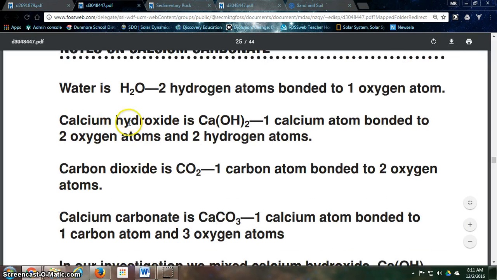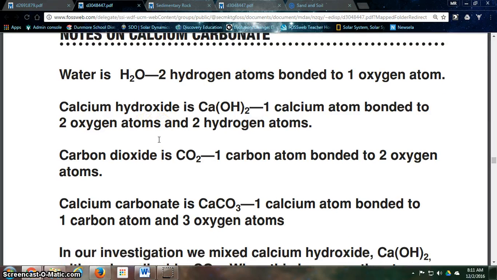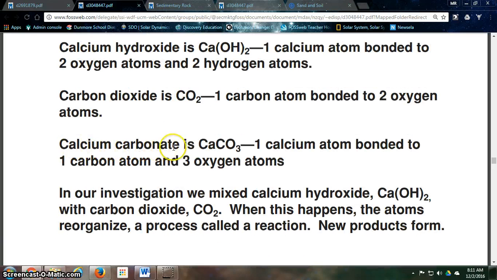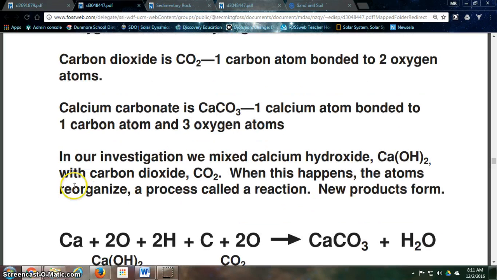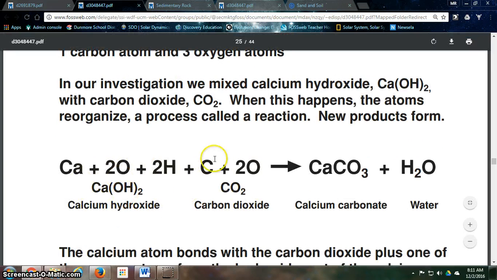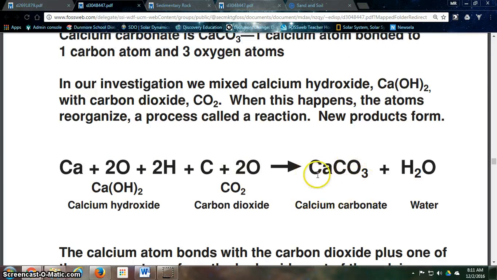As we were going through that lab, we had the water, and it gives us the little chemical breakdown of the different substances we were working with for the lab. So the calcium hydroxide, carbon dioxide, calcium carbonate. Okay, we mixed them together. We added some breath to it by blowing bubbles into it, some CO2. We get a chemical reaction that takes place. So when the calcium hydroxide comes in contact with the carbon dioxide, this chemical reaction takes place, and it produces calcium carbonate and a little bit of water.